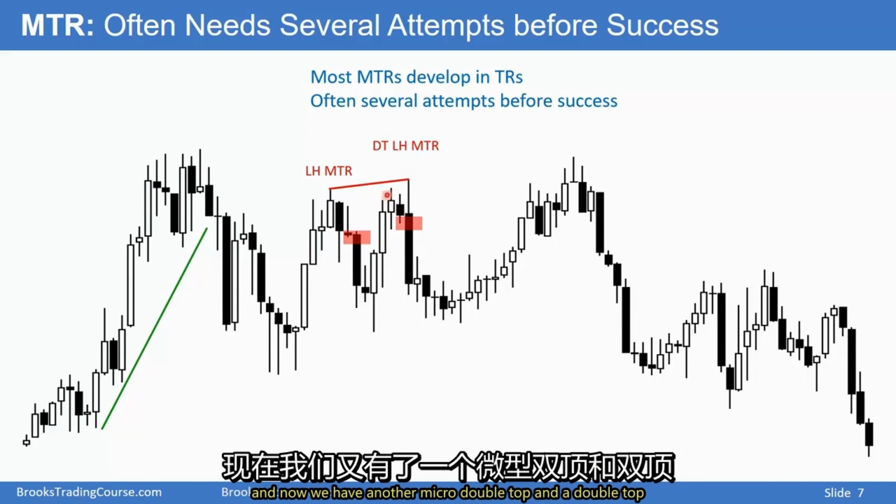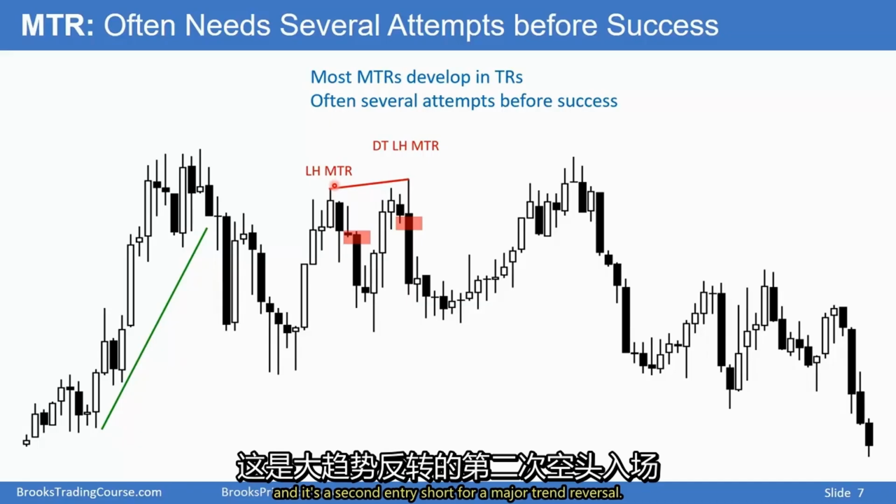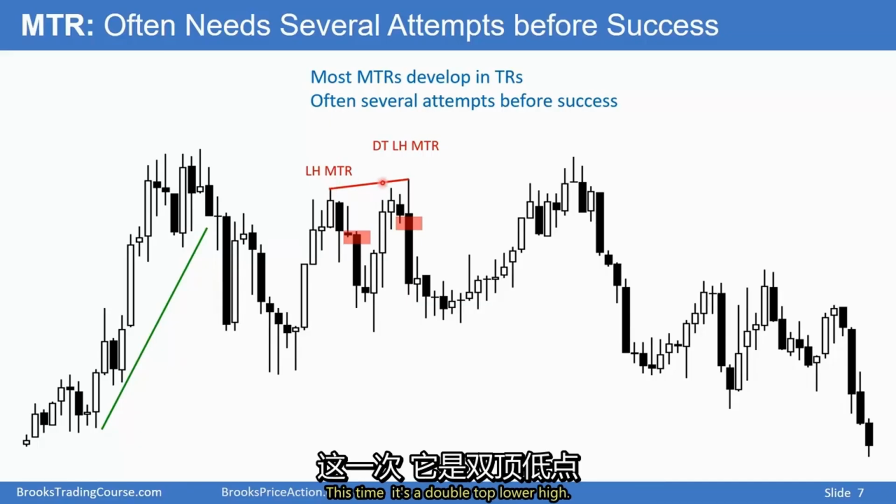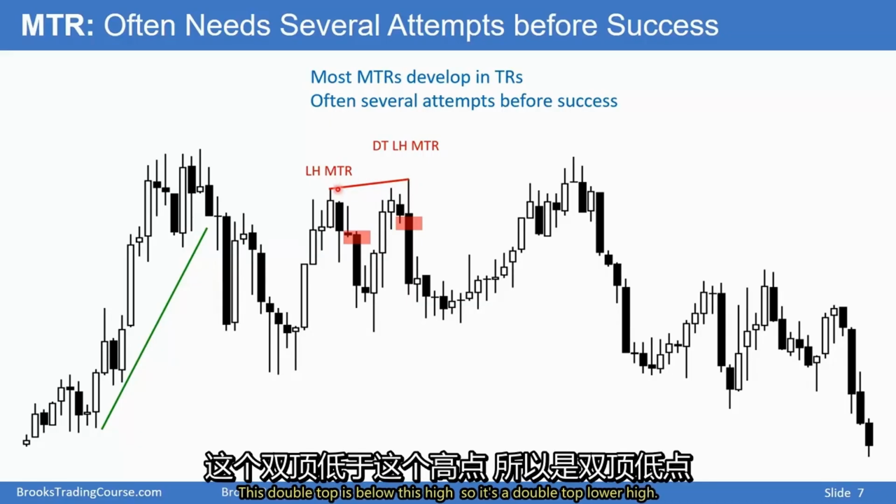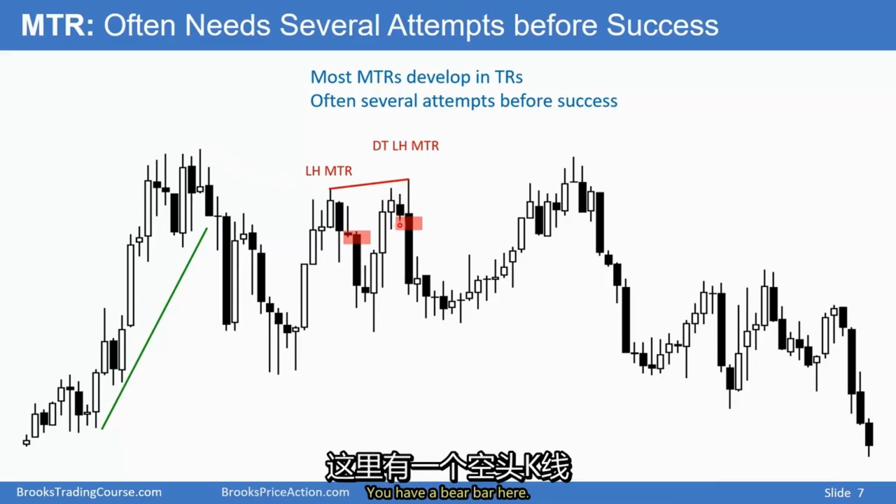And now we have another micro double top and a double top, and it's a second entry short for a major trend reversal. This time it's a double top, lower high. This double top is below this high, so it's a double top, lower high. You have a bear bar here. This is another short.